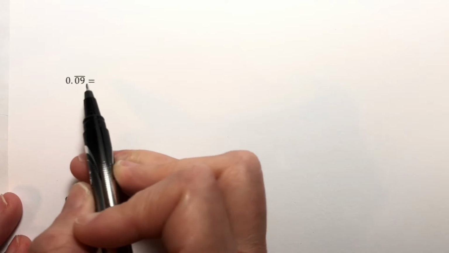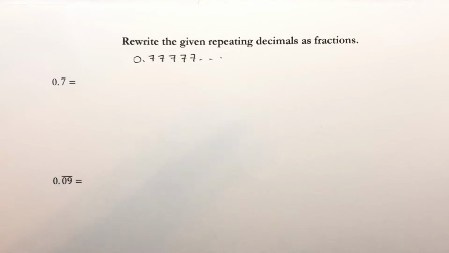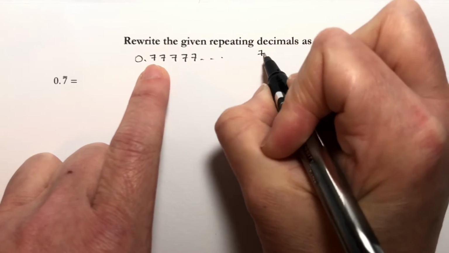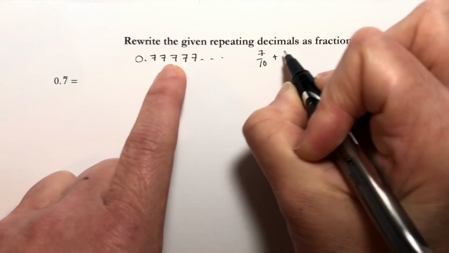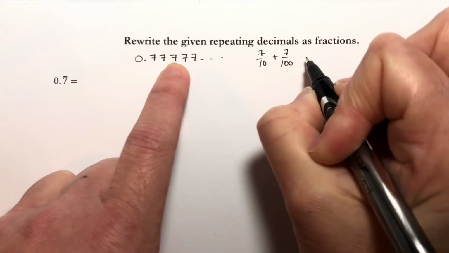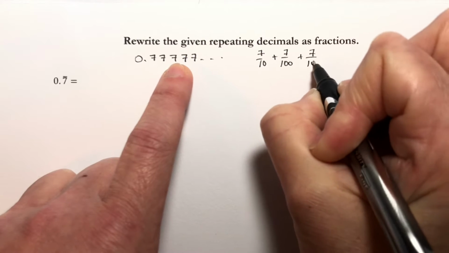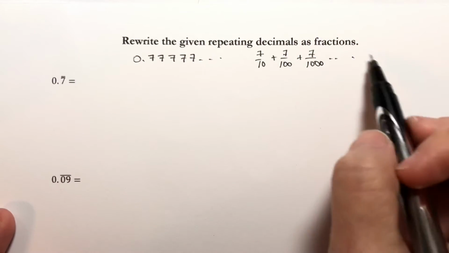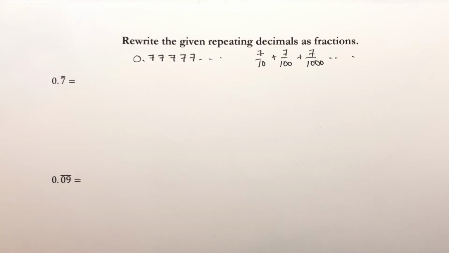Right here, 0.09 with a bar over it would be 0.09090909. That's the part that repeats. Now, what they want you to recognize is that this is 7/10 plus 7/100 plus 7/1,000, and so on. They want you to recognize that this is a sequence that will converge to something. You can use the formula we had.